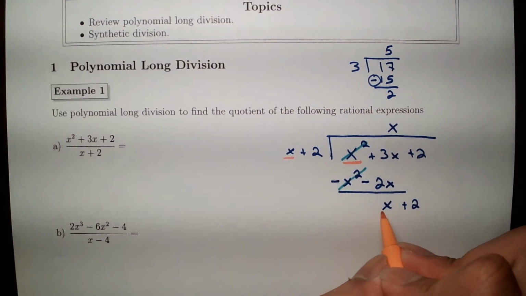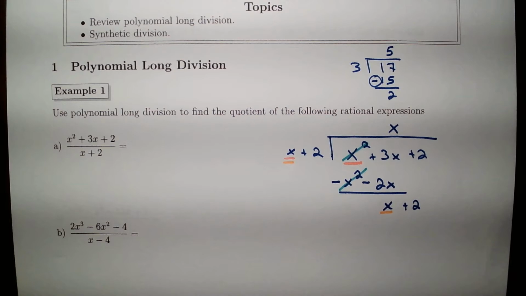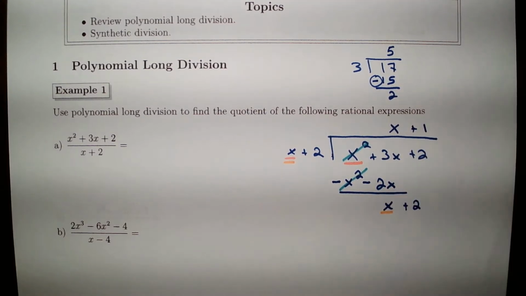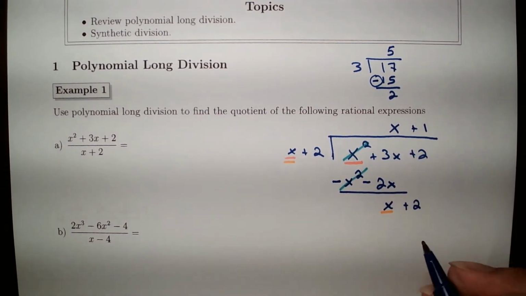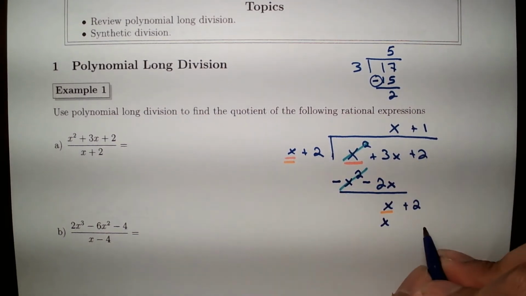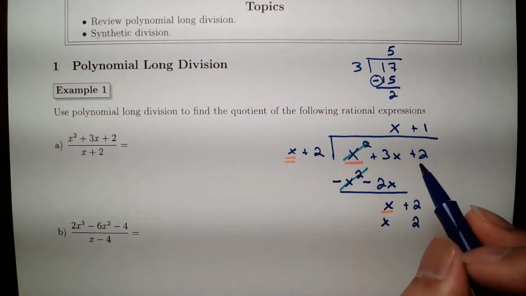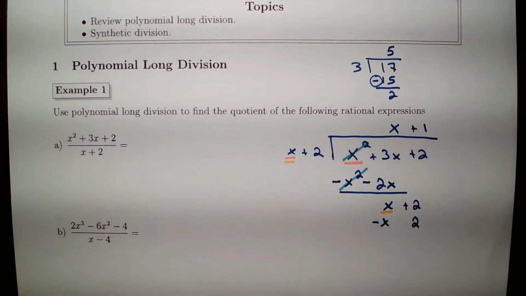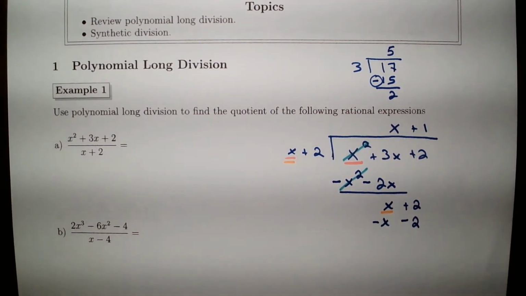So we are going to divide the leading term of this by the leading term of the divisor. Now what are we going to get? x divided by x, that's 1. And then we're going to multiply 1 times all these two terms. So 1 times x, which is x, and 1 times 2, which is 2. But again, keep in mind that we need to change the sign of whatever we get. Positive times a positive is positive, we need to change this to negative. We also need to change this one to negative.